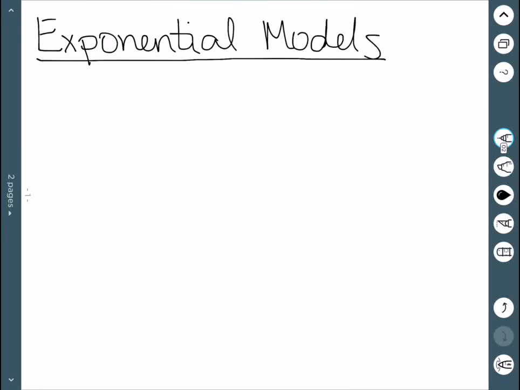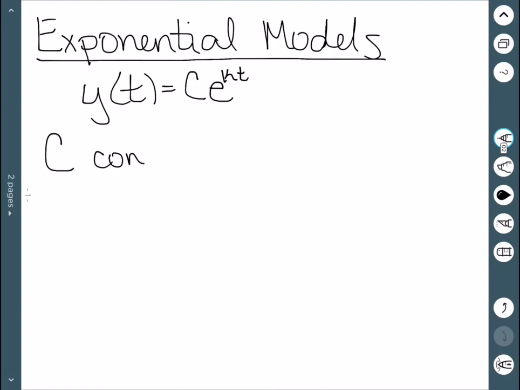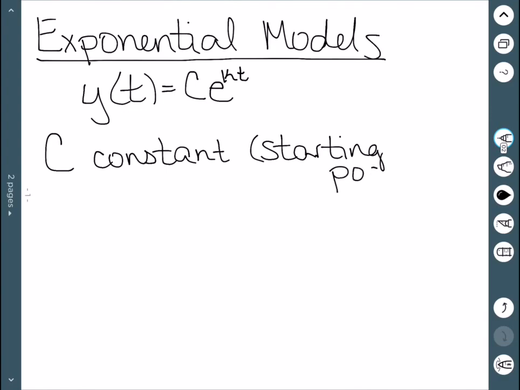We'll now look at exponential models, what they are and how they work. This is the basis of an exponential model, y of t equal to c e to the kt. This c value is a constant and is usually our starting position. Whatever we're talking about, it's where we start.